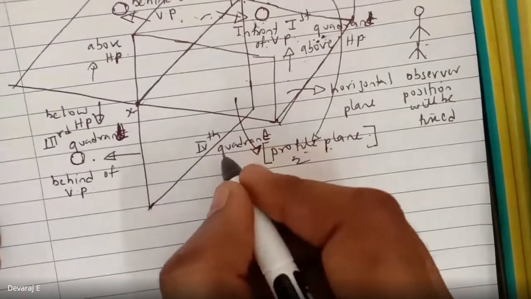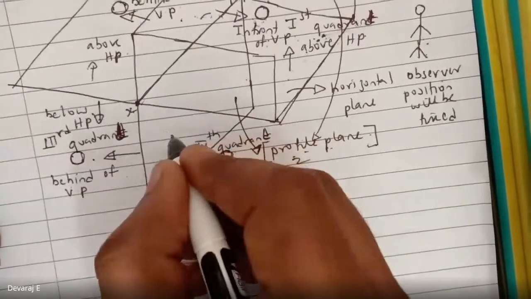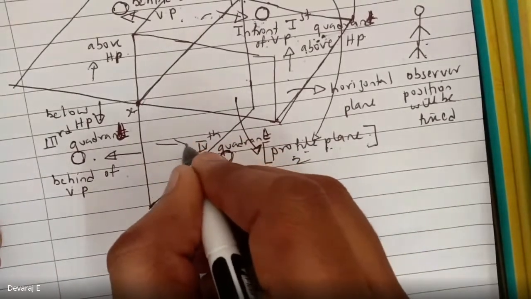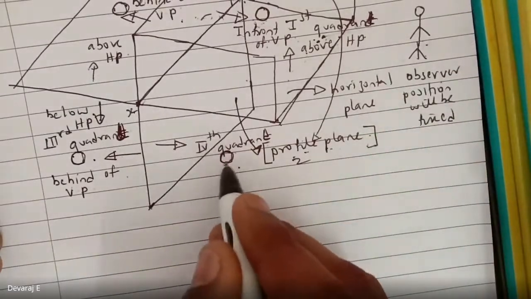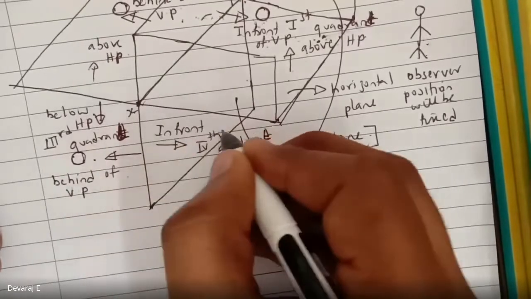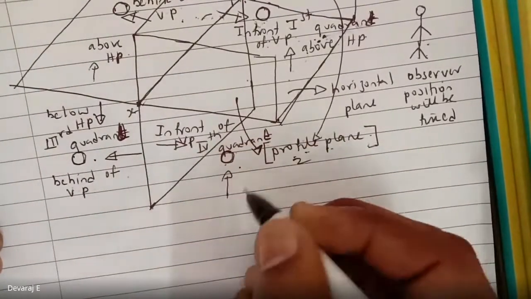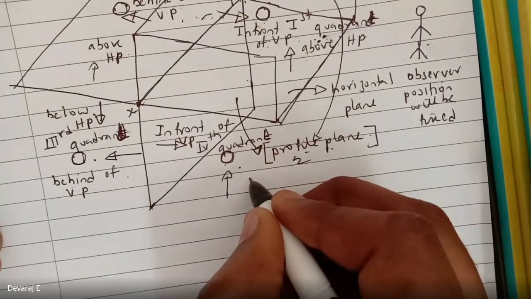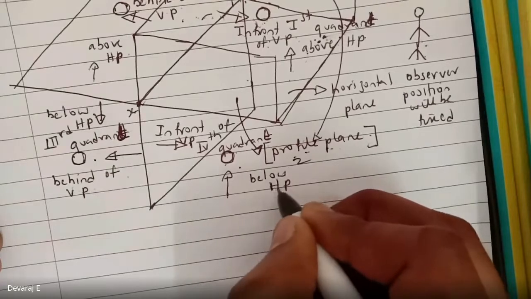But when you keep the ball in the fourth quadrant, what happens? Here it is in front of VP again, because the observer can see the ball easily. So it is called in front of VP, and you can say below HP, right?